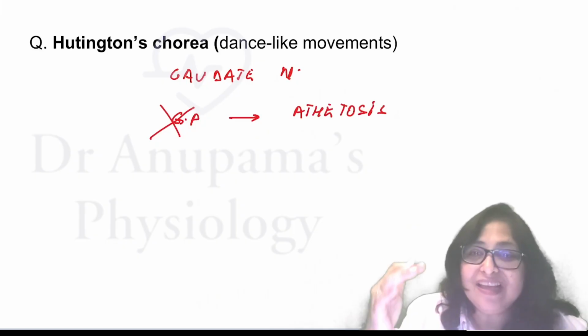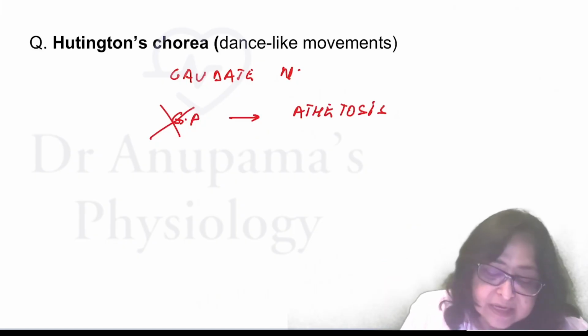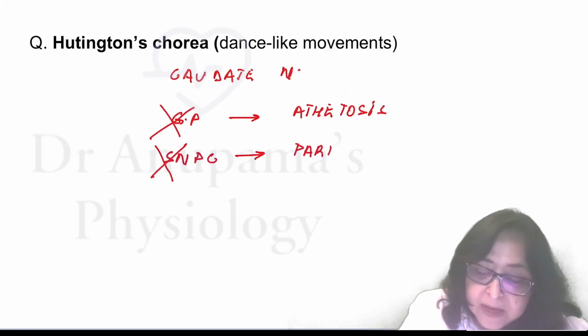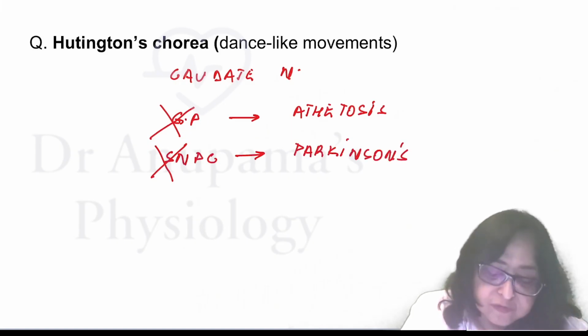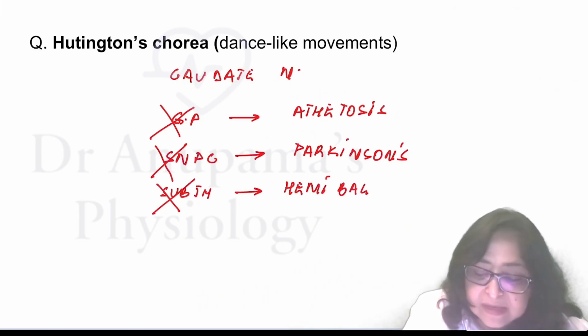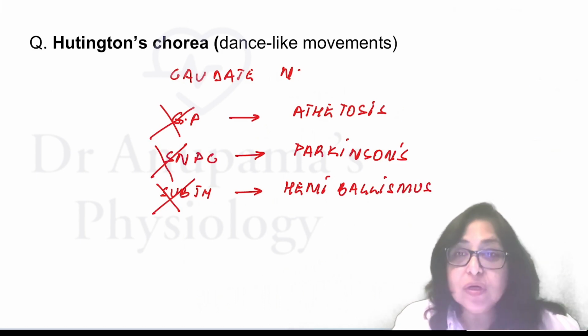Slow writhing movements are seen in athetosis. If there is a lesion of the substantia nigra pars compacta, it gives rise to Parkinson's. If there is a lesion of the subthalamic nucleus of Luys, it gives rise to hemiballismus. So, a lesion of the caudate nucleus gives rise to chorea.